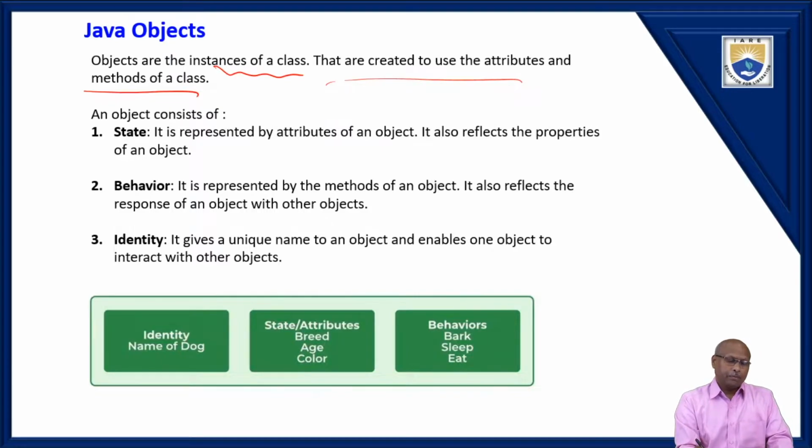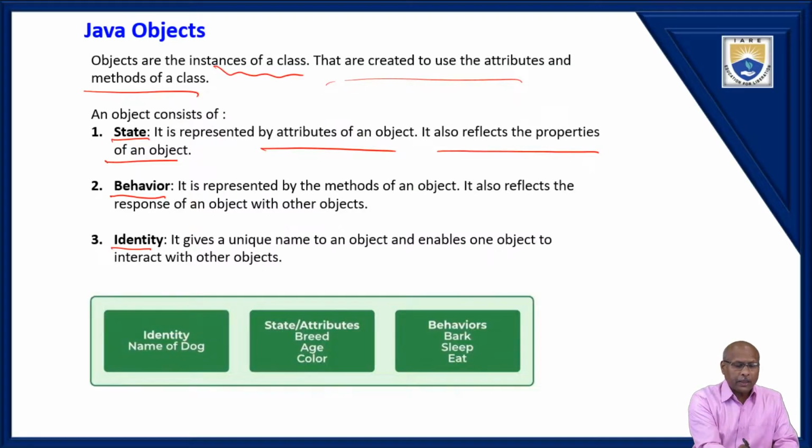An object consists of a set of items: an object consists of state, an object consists of behavior, and an object has identity also. An object has three things: state, behavior, and identity. State is represented by the attributes of an object. It also reflects the properties of the object. So whatever properties are defined for the particular class, those things are there in the object.